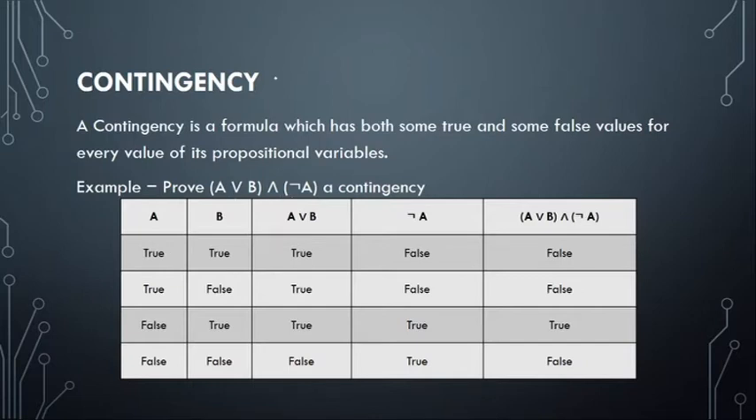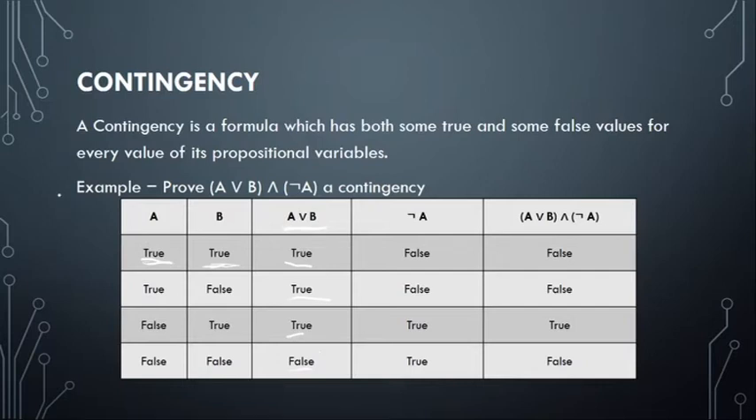So, let's prove that this proposition, A or B and not A, is a contingency. The variables for A: true, true, false, false. For B: true, false, true, false. Here, A or B. Just look at the values of the variables. True or true will return true. Then true or false, still true. False or true, true again. Then false or false, false.